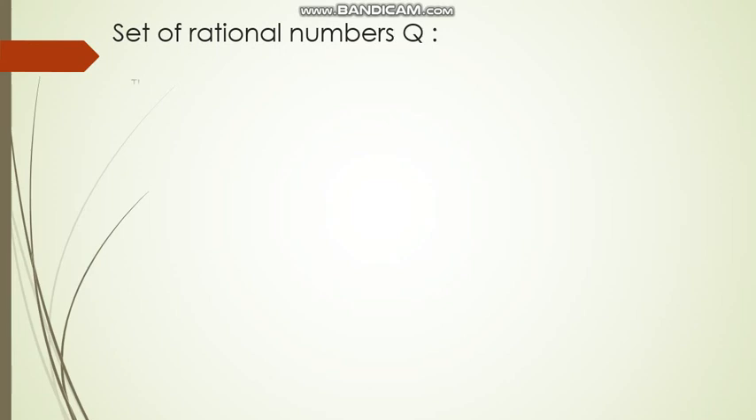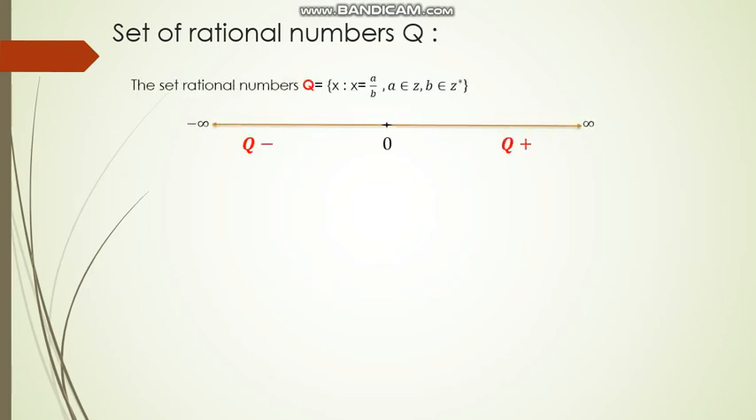The set of rational numbers Q equals the set of x, where x equals A over B, A belongs to Z and B belongs to Z star. Do you remember Z star? Yes. Z star means except 0, or all integer numbers except the set of 0. Okay?